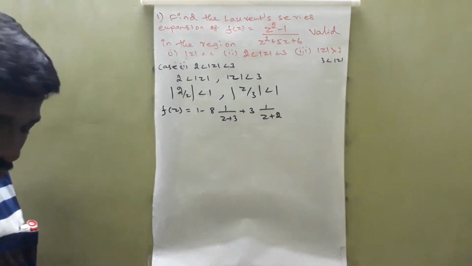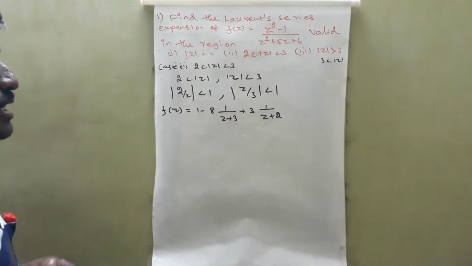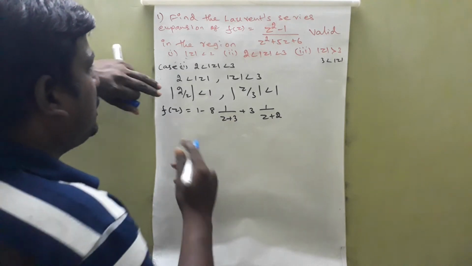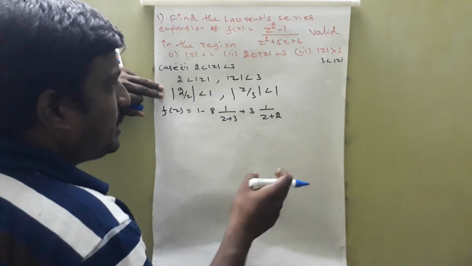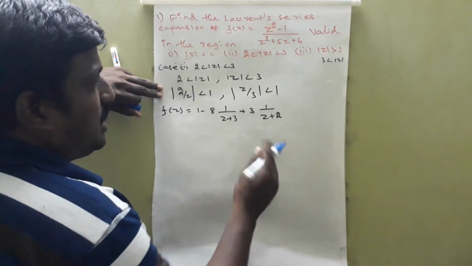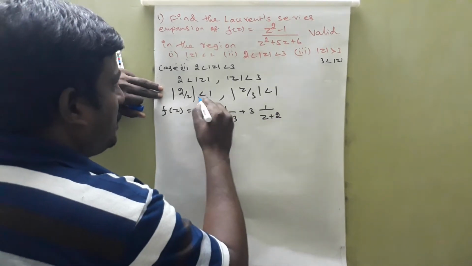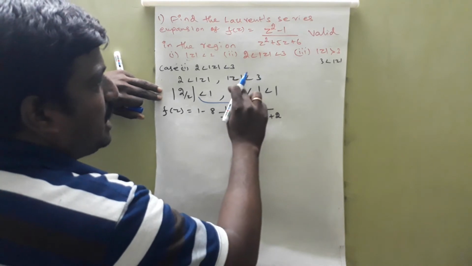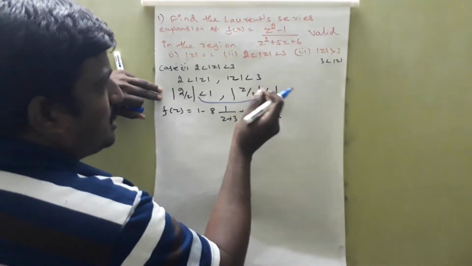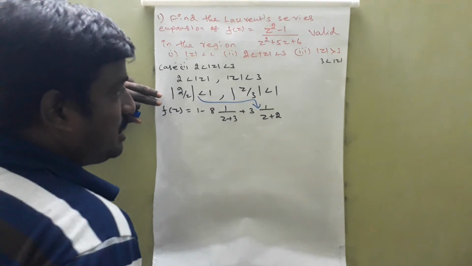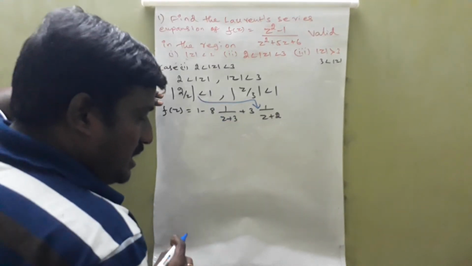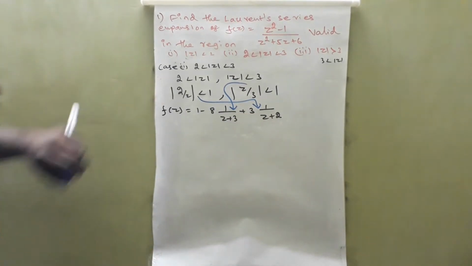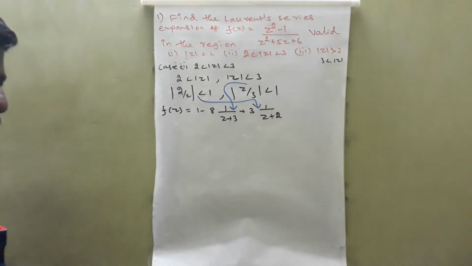See, I have two conditions. Which condition do I have to apply in which term? See, I have the condition 2 by z, which term contains z and 2? This term containing z and 2, so I have to apply this condition for this term. Similarly, in the second condition, I have z and 3. So this term containing z and 3, so I have to apply this condition for this one.